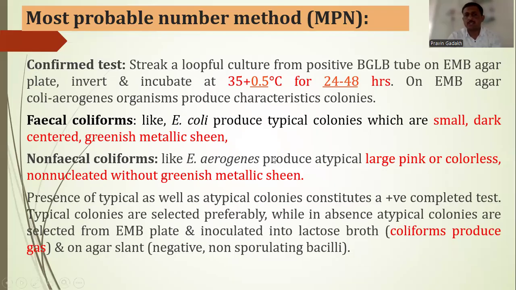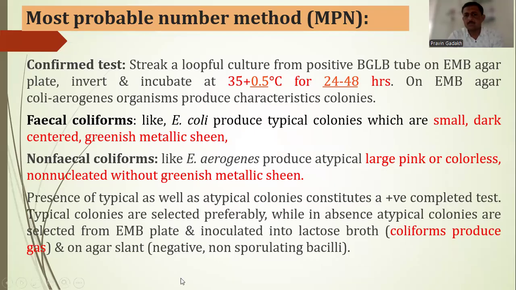So E. coli shows a typical type of colonies, which are small in shape, with a dark center, and a greenish metallic sheen can be observed for the E. coli type of organism. And here we can confirm or complete our test, meaning that the sample is contaminated with fecal coliforms. In case organisms grow on the EMB agar plate but show atypical colonies like large pink or colorless colonies, non-nucleated, without greenish metallic sheen, these are the differentiating characteristics between fecal and non-fecal coliforms. On that basis, we can confirm that the water sample is not contaminated with fecal matter.